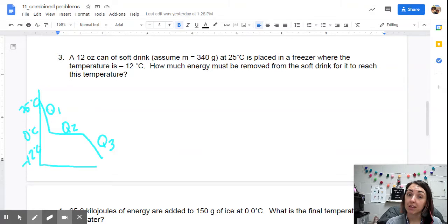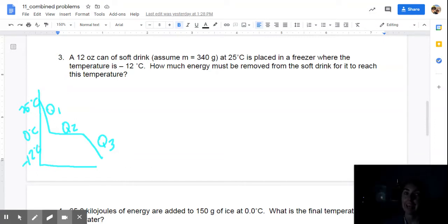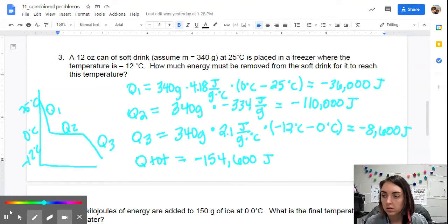You probably either messed up your T final, T initial, or if it's a phase change, you messed up your H. So they should either all be positive or all be negative. Keep that in mind and come on back when you finish that problem.